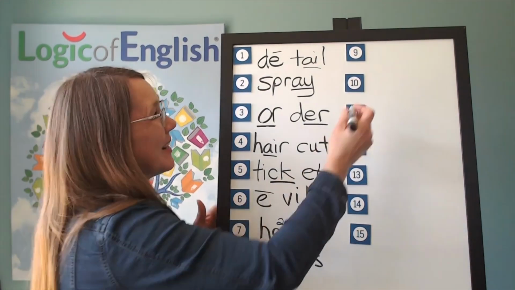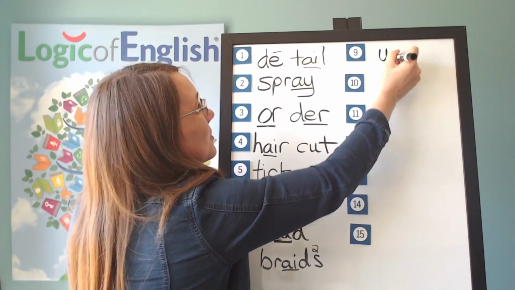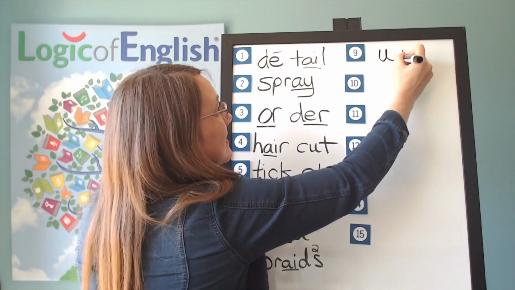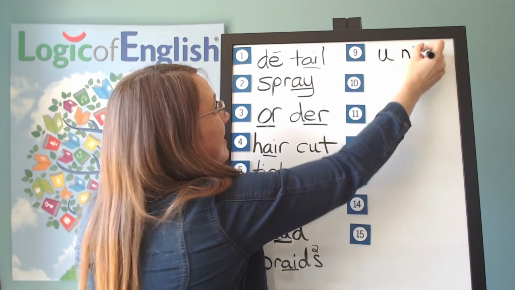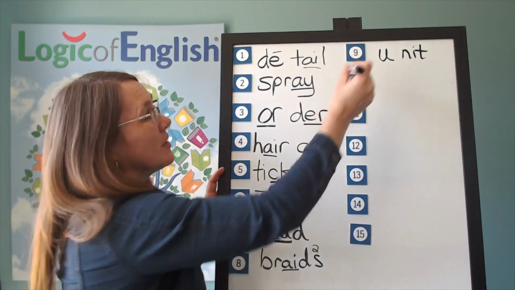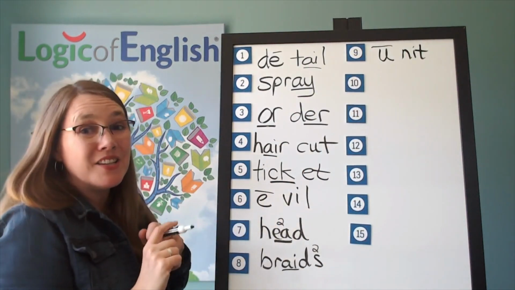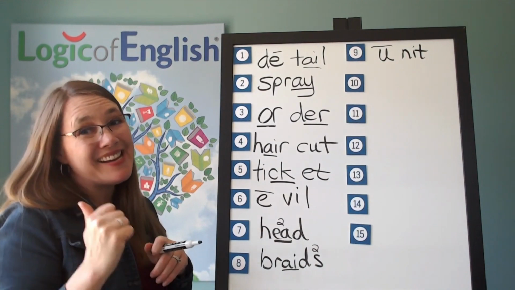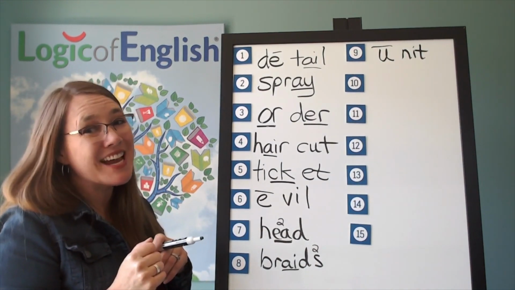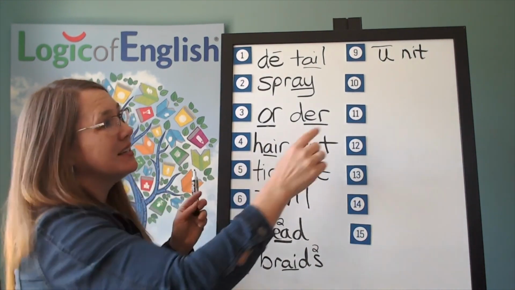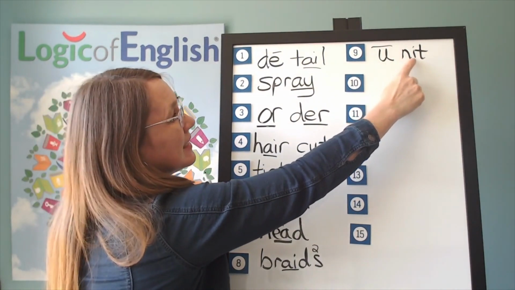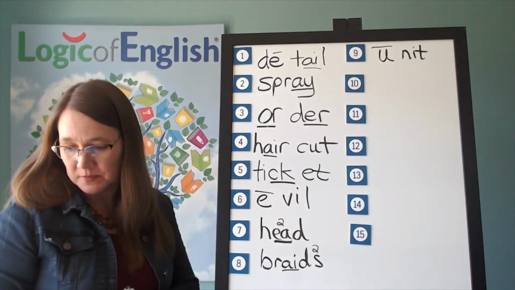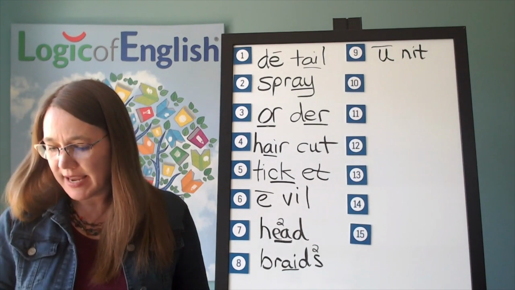Good. Now help me write it. The first syllable is U. U. The second syllable is knit. N-I-T. And how do we mark it? We'll put a line over the U. Why did the U say its long sound? A, E, O, U usually say their long sounds at the end of the syllable. Let's sound it out. U-N-I-T. Unit.